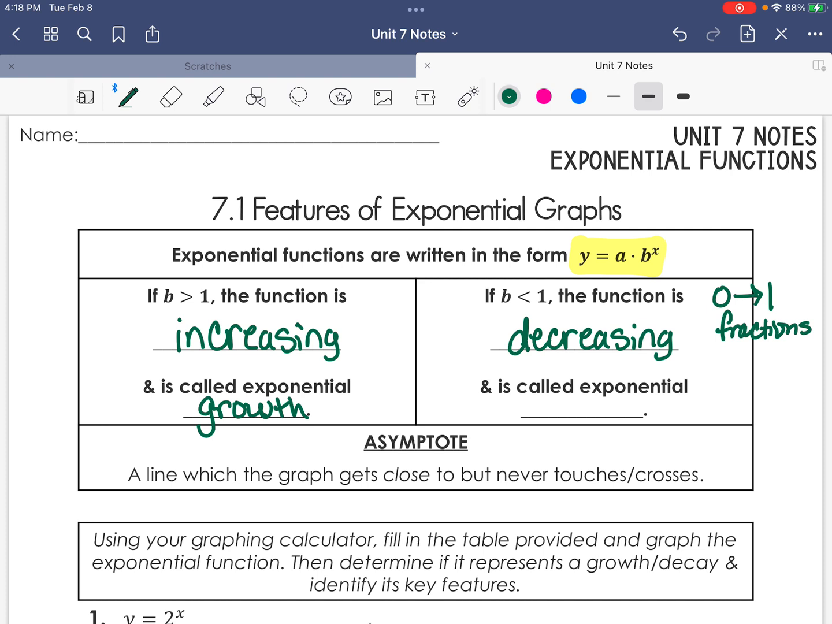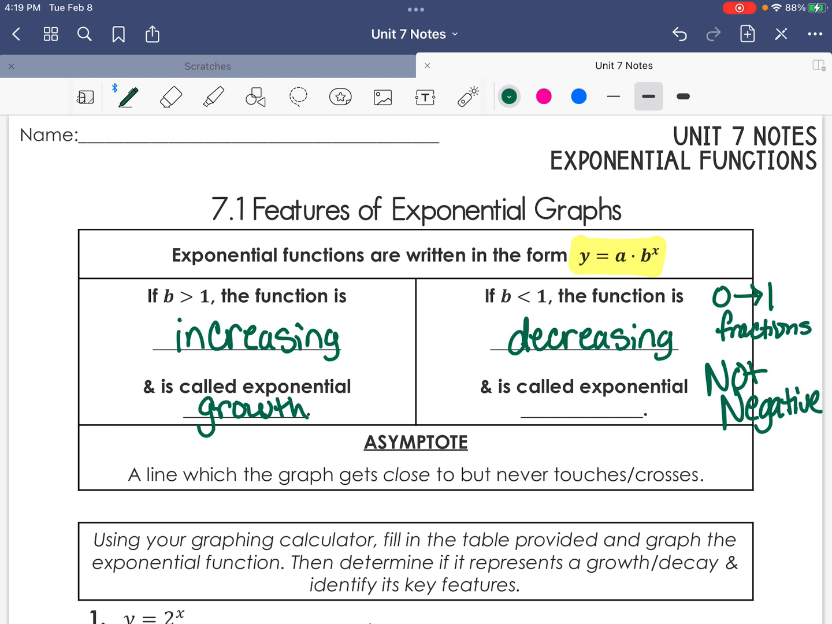Now, if you had something, say, that was 7/2, which is an improper fraction, that one actually would result in an increasing or a growth function because 7/2 is the same as 3.5, which is greater than 1. So be careful about this. Just recognize that this does not mean negative. So these are not negatives. That's not what we're talking about.